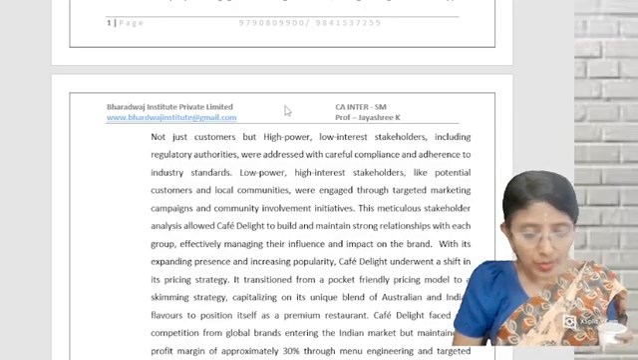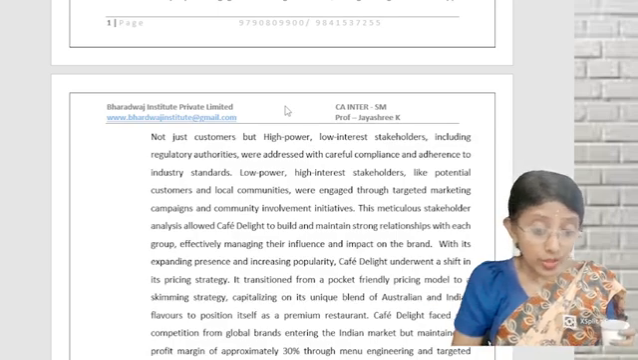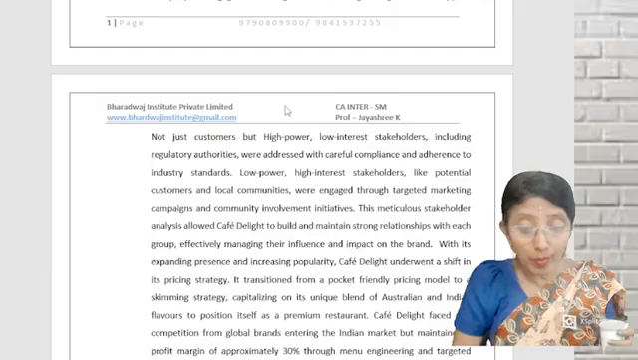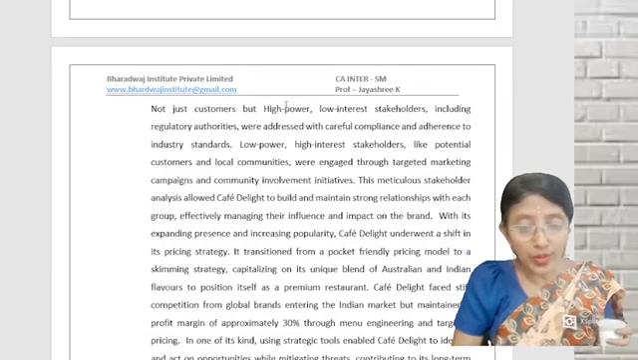With its expanding presence and increasing popularity, Cafe Delight underwent a shift in its pricing strategy. It transitioned from a pocket-friendly pricing model to a skimming strategy, capitalizing on its unique blend of Australian and Indian flavors to position itself as a premium restaurant.